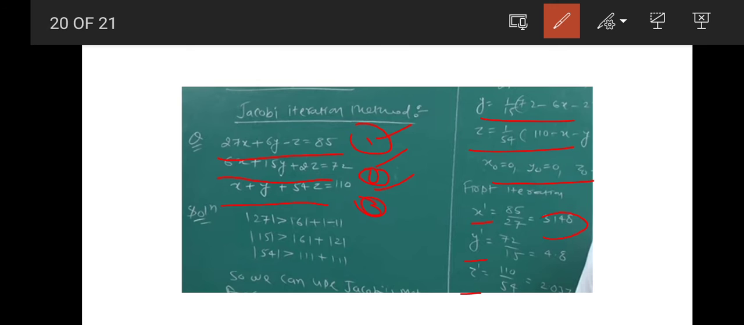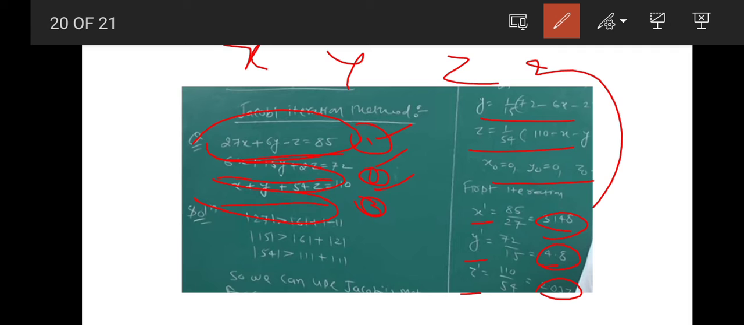Again we put these values into the equations of x, y, z which were made from the three original equations. We keep doing this until two successive iterations have the same values for x, y and z. So this is the concept of the Gauss-Jacobi method.